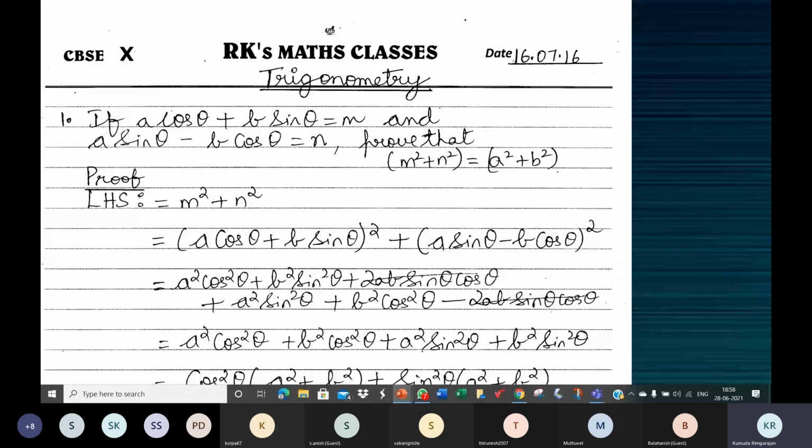Is this understood, children? Squaring, do you have any doubt with squaring? Why is it not a cos square theta? Why a square cos square theta? Now, if you have to square mn, the whole square is m square n square. Mn the whole square is m square n square because m and n are different. M into n, m should be squared, n also should be squared.